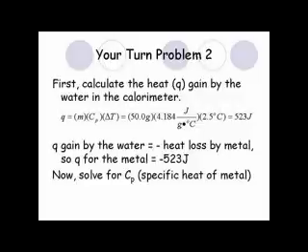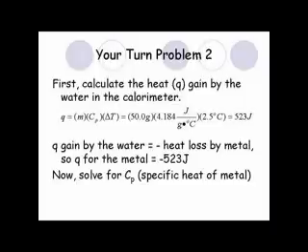Welcome back. First, let's calculate the heat, or Q, gained by the water in the calorimeter. So we take our Q is equal to the mass times the specific heat times the change in temperature. This is equal to 50 grams times 4.184 joules per gram times degrees Celsius times the 2.5 degrees Celsius gain in temperature. The degrees Celsius will cancel, the grams will cancel, and we're left with 523 joules.